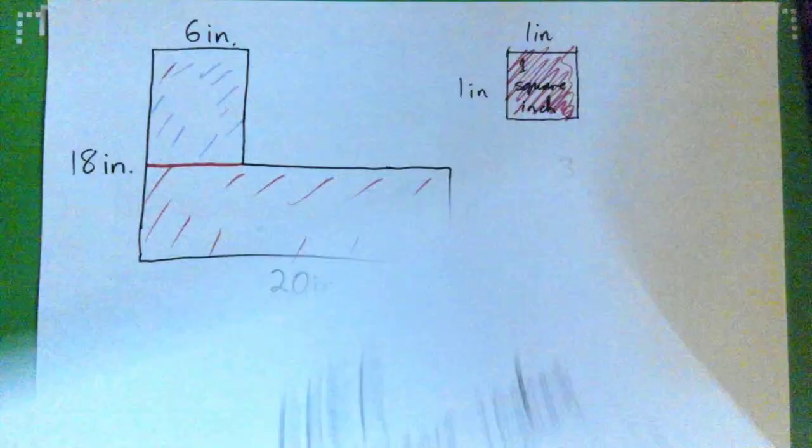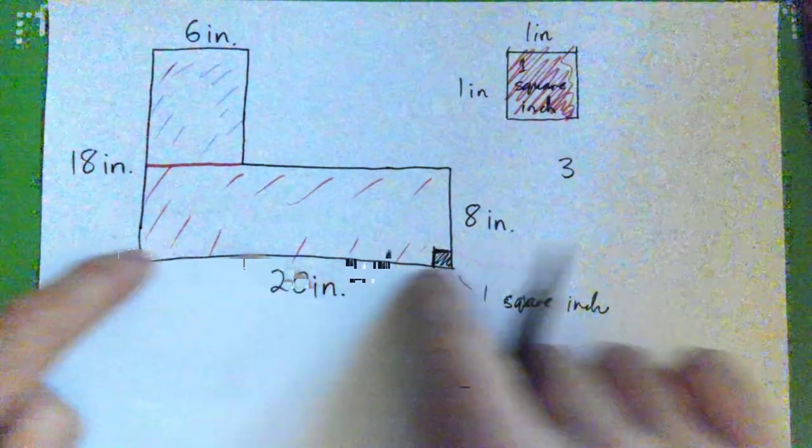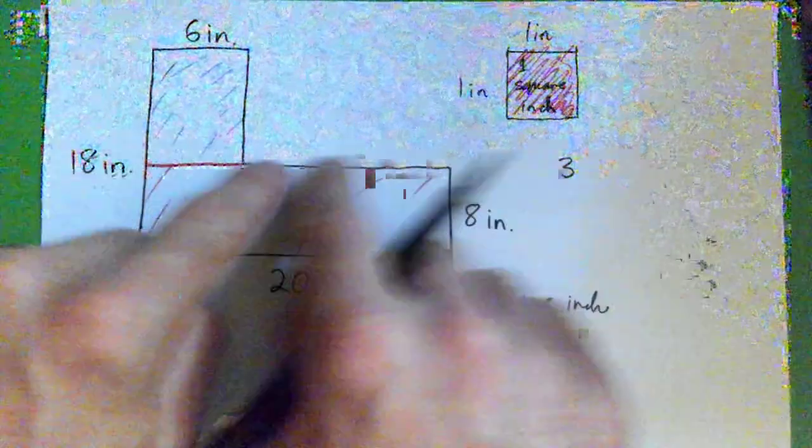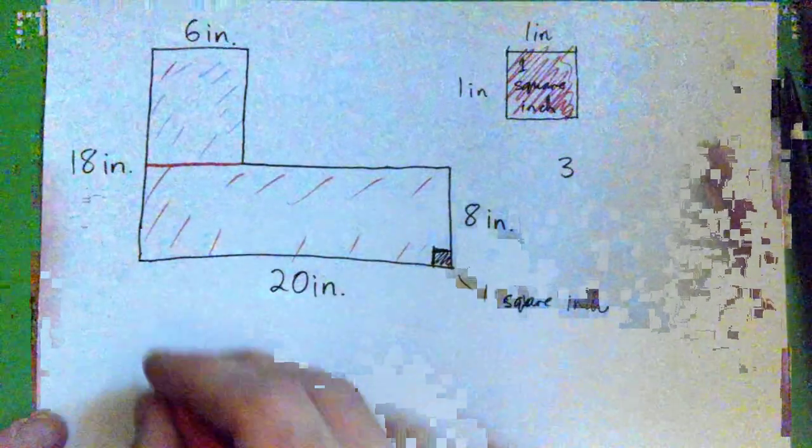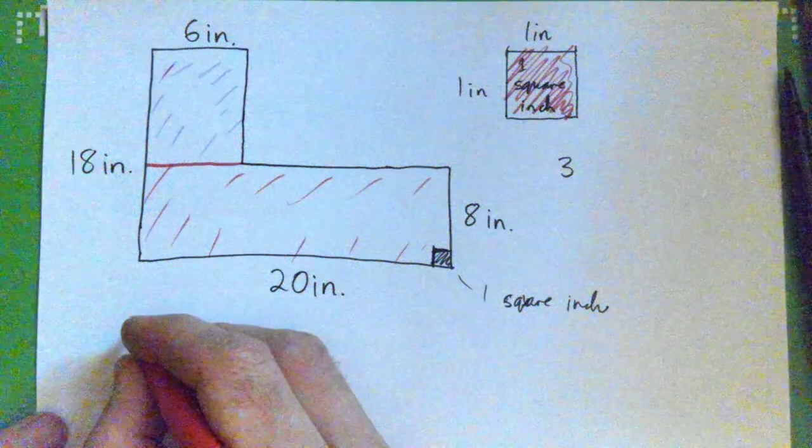That's area. But back to here, we have 20 here and 8 here. So take your time. Press pause on the video. What's the area of the red rectangle here? Take your time.